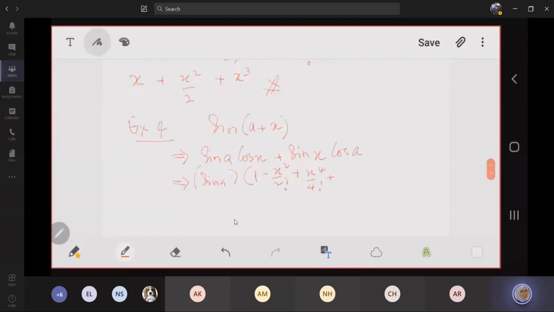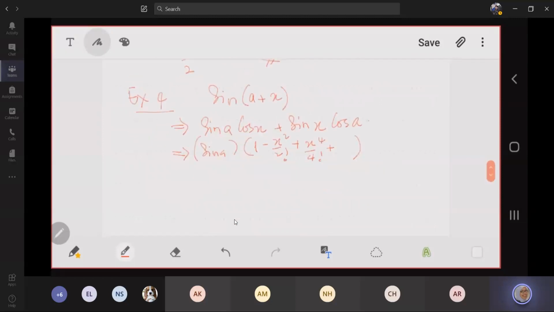Of course, they have to specify until what power of x you have to expand, or sometimes they ask you to just expand up to the first few non-zero terms. So plus cos a, and sine x is equal to x minus x cubed on 3 factorial plus x to the 5 on 5 factorial.